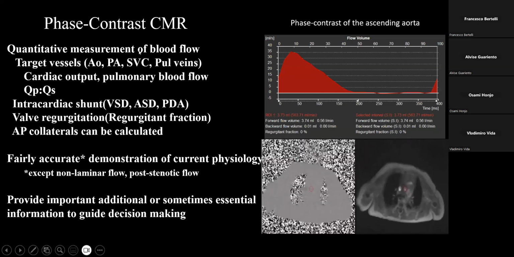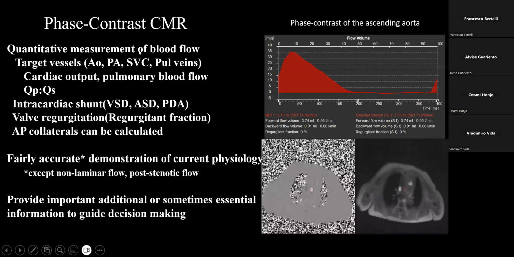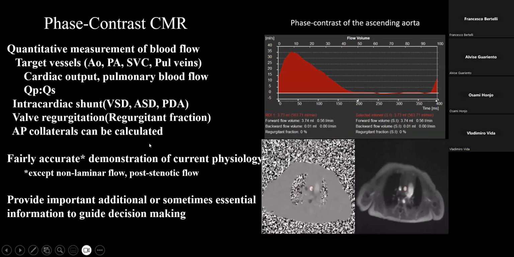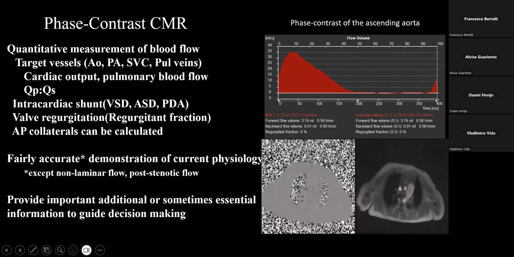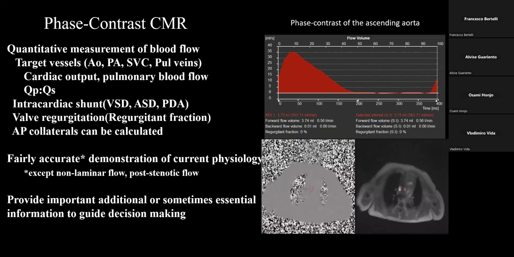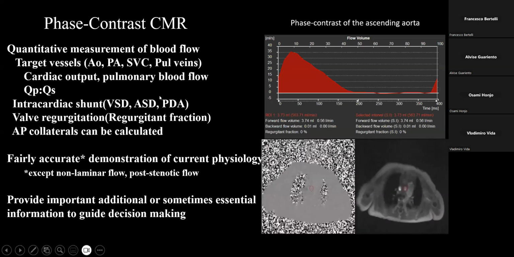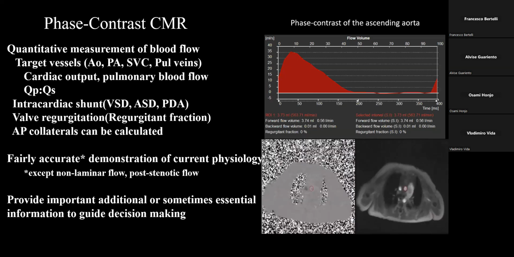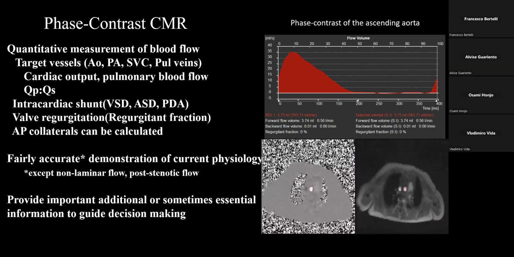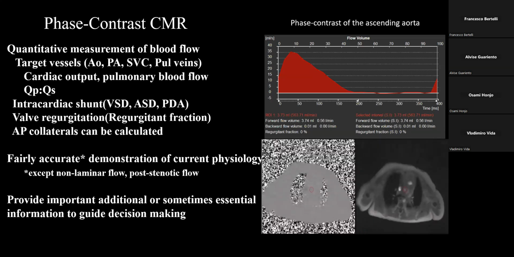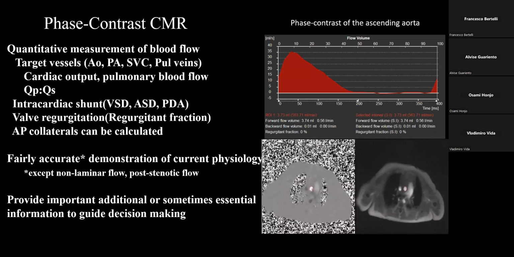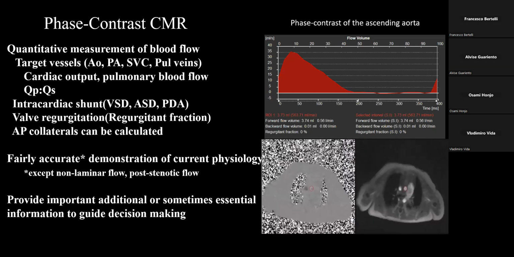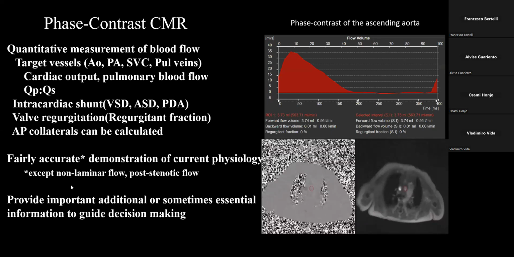You can get the quite accurate intracardiac shunt, regurgitant fraction, and then amount of AP collaterals. So it does give us a better sense of current physiology, which can be fluctuating, and provide additional or sometimes essential information to guide our decision making.